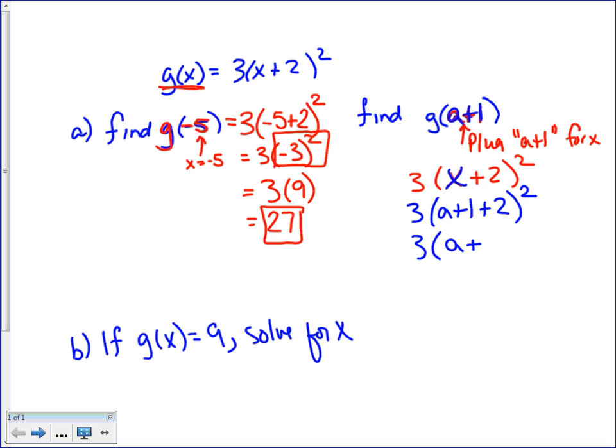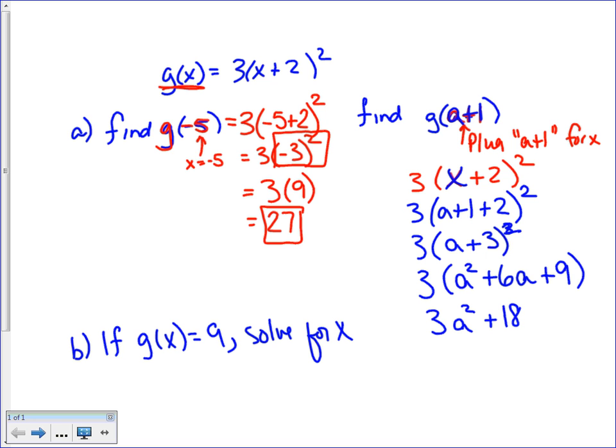So a plus 1 plus 2 can also be written as (a plus 3) squared. And for (a plus 3) squared, please don't forget that middle term of 6a. And then the last step, of course, is to distribute the 3.